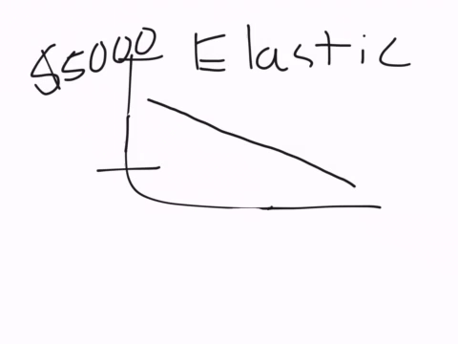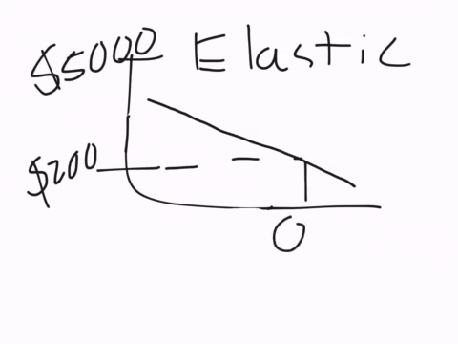Let's say an iPhone X were to drop down to $200. A ton of people would be willing to buy an iPhone X at $200, because right now an iPhone X, a brand new one, was $1,000. So if it were to drop to $200, the quantity demanded would increase.